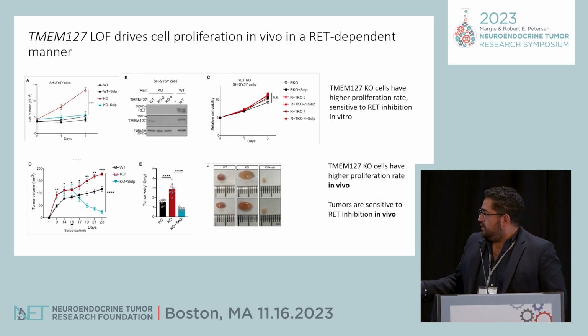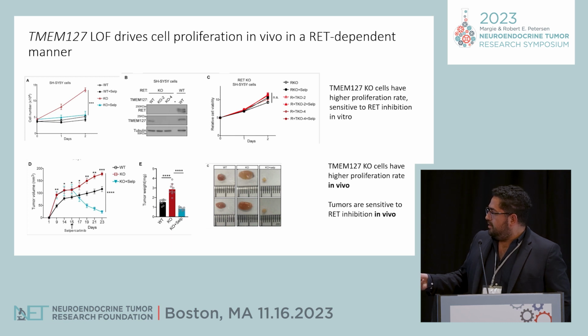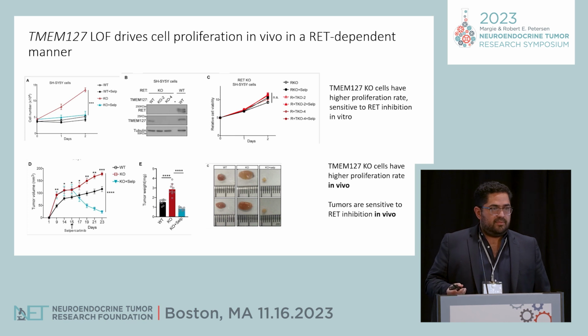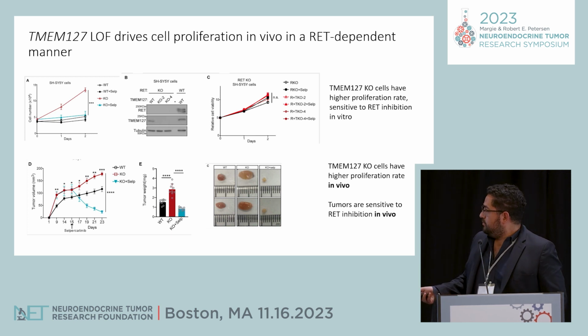And transitioning to an in vivo model, we xenografted these cells in mice, and we saw that the proliferation recapitulated the in vitro observations, and that these cells were also responsive to selpercatinib, as you can see here by the tumor burden. So this data suggested to us that TMEM loss in these cells accumulates RET, and this is a factor that drives oncogenicity in this model.